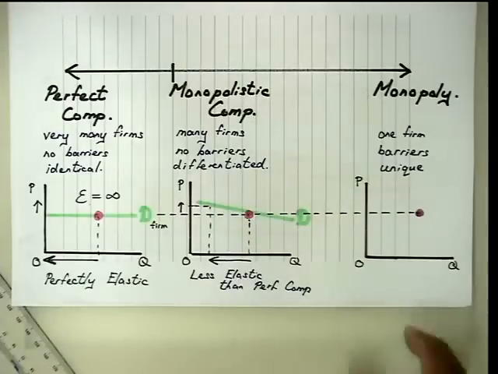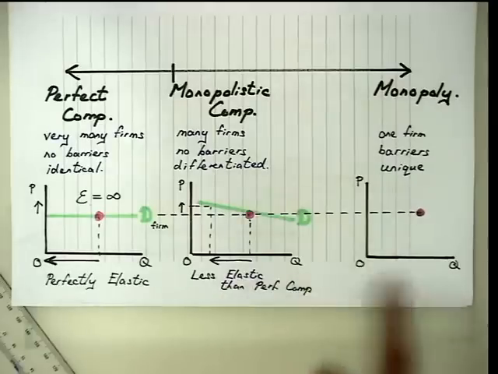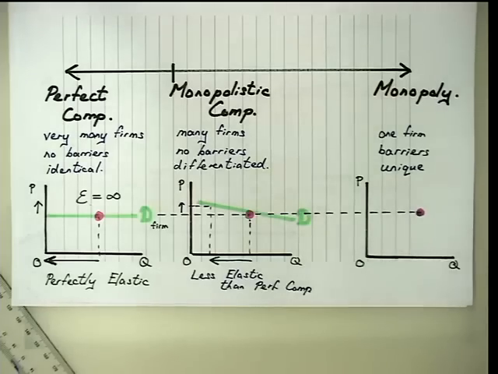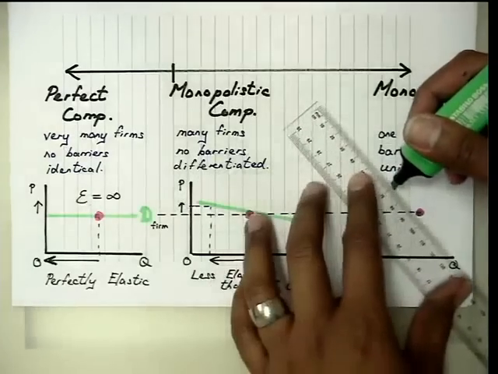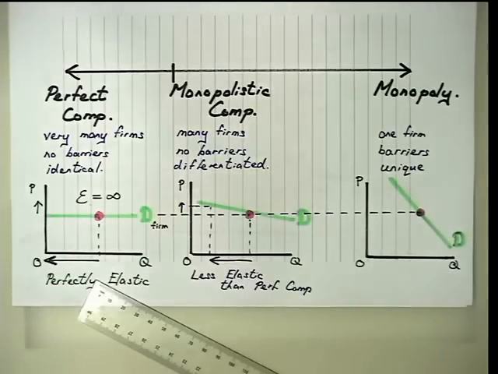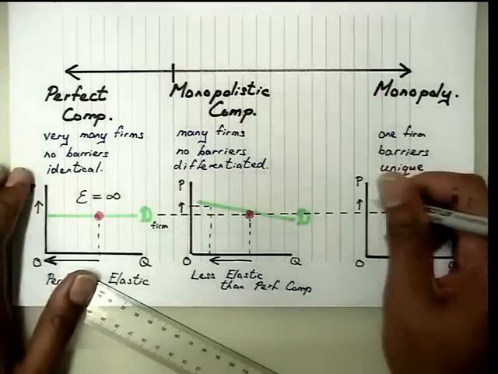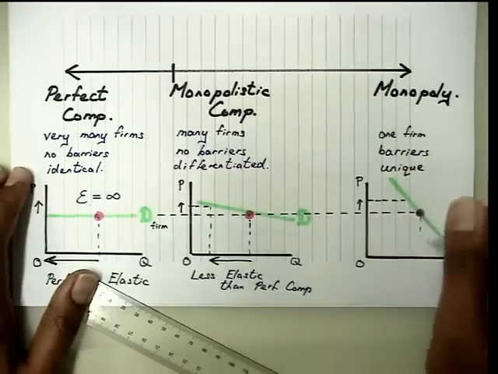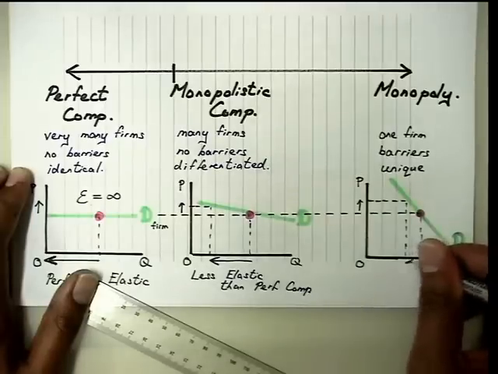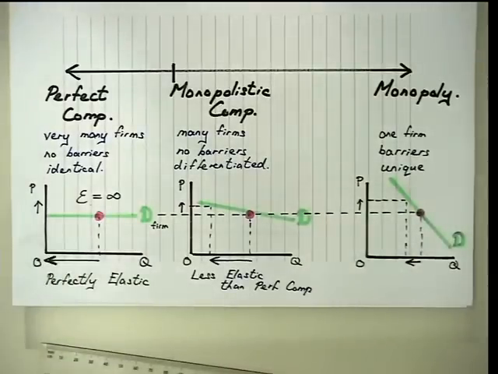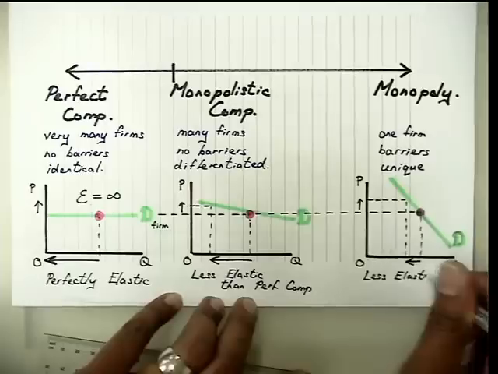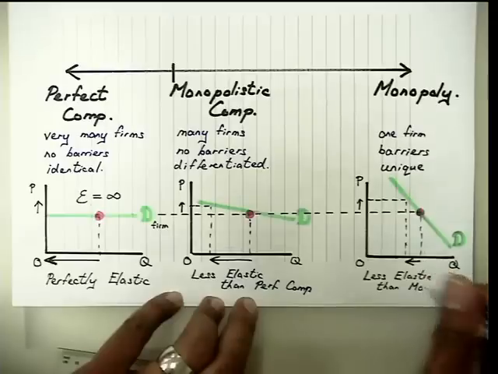Would demand in a monopoly be more or less elastic than monopolistic competition? This is now even more product differentiation, so demand would be even less elastic. We are now moving to a steeper demand curve. If I raise the price, will I lose some customers? Yes. But compared to monopolistic competition, I would lose fewer customers. So we say the demand curve is less elastic than monopolistic competition.